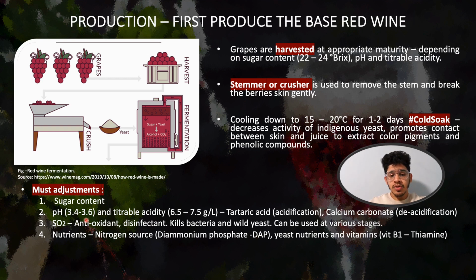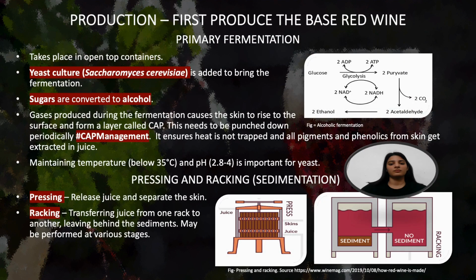Now when SO2 is added depends upon the producer. It can be added at various stages of the production. Besides all these, what is important to be added is the nutrients. The most important thing is a source of nitrogen. Then besides that, some other yeast nutrients are added and some vitamins are added. So once the must is ready, the next step in the production is the primary fermentation.